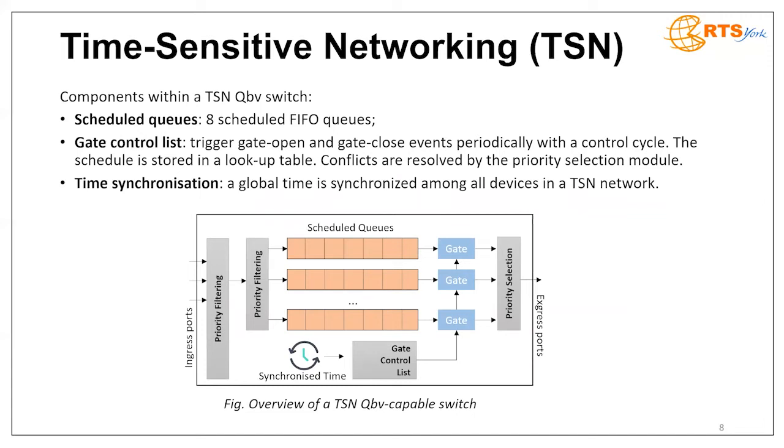When we have a look inside a TSN 802.1Qbv switch, there are scheduled queues, which are 8 scheduled FIFO queues, and also a gate control list, which triggers the gate open and the gate close events periodically with a control cycle. The schedule is stored in a lookup table, and the conflicts are resolved by the priority selection module before sending to the egress port. A global timer is used to synchronize all the devices within a TSN network as well.